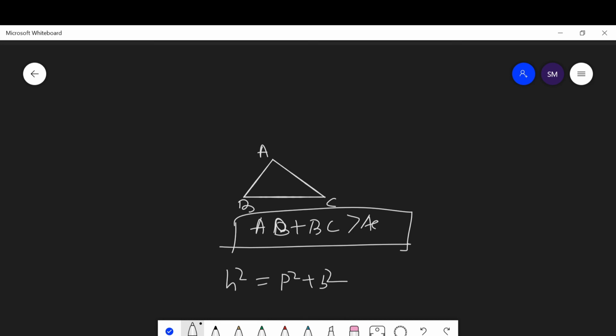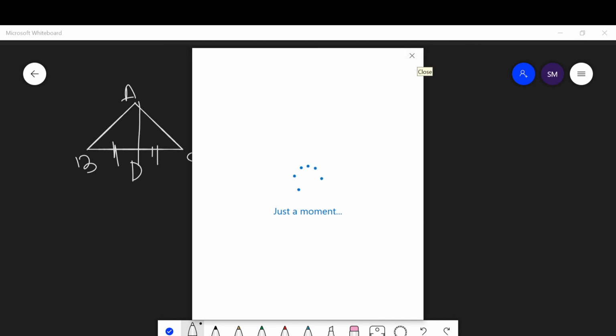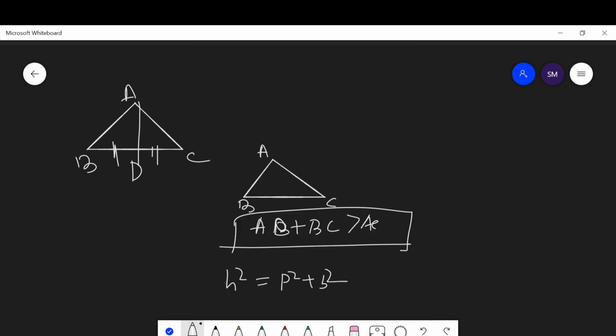The median of a triangle is a line segment joining the vertex to the midpoint of the opposite side. Suppose ABC is a triangle, then AD is the median from A, which bisects the side BC. The concurrent point of the medians is called the centroid of the triangle. Suppose ABC is a triangle, then the altitude from A to BC is AD. This means AD is perpendicular to BC. The concurrent point of the altitudes is called the orthocenter of the triangle.